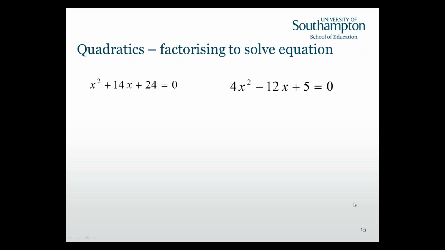So Robert, what did you get for the first one? Sorry, trying to speak while the mic's turned off. I've got down to x plus 2 and x plus 12, so x equals minus 2 or minus 12. Good, excellent. Wayne, have you done the second one?